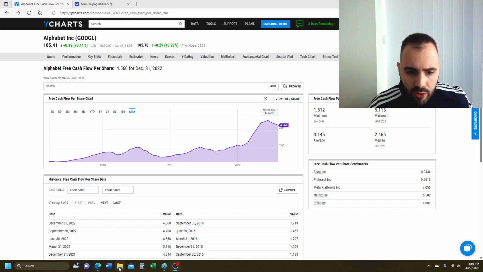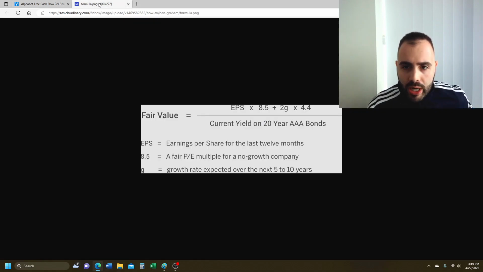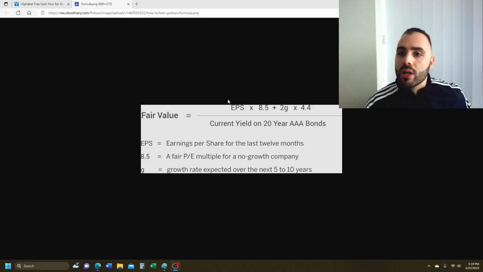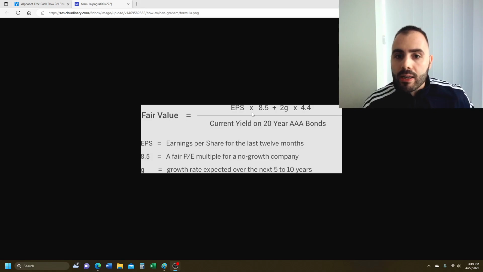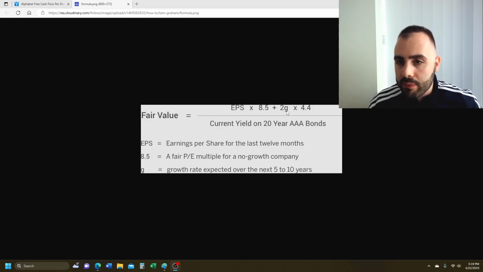Okay, so let's get that out of the way. So we do not use trailing 12 months earnings per share for this variable. We use the 5-year average free cash flow per share, okay, times 8.5 plus 2 times the growth rate.